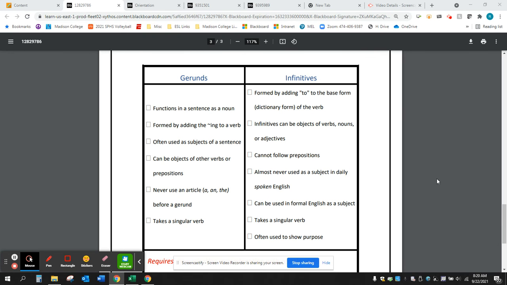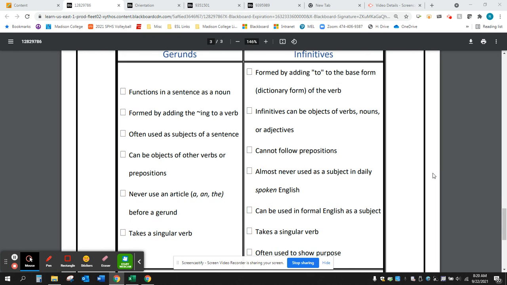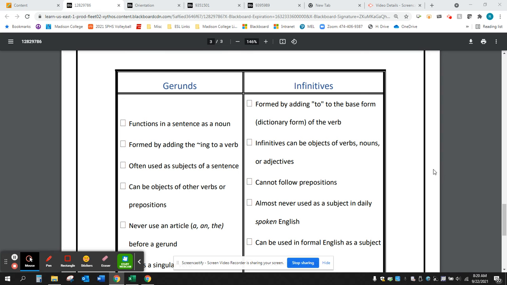Gerunds and Infinitives, an Introduction and Overview, Part 2. Let's look at some more facts and rules and things about gerunds and infinitives.